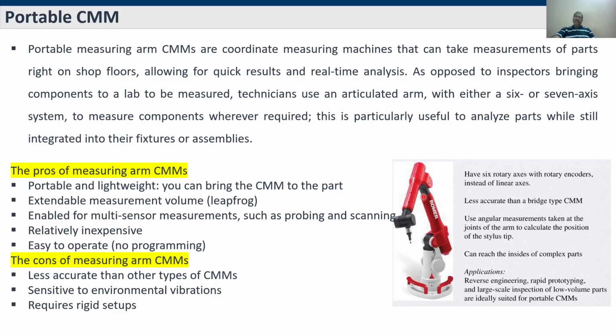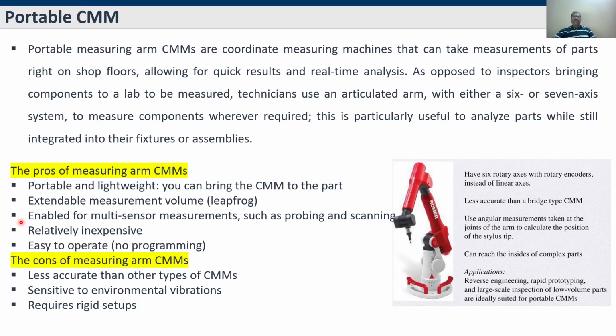So basically, it is the portable one. You can bring the CMM to the part. You can move it if you have a movable base. You have an extendable measurement volume; you can increase the length of measurement also. It is enabled for multi-sensor measurement such as probing and scanning; scanning is also possible. Compared with other types, it is a little expensive.